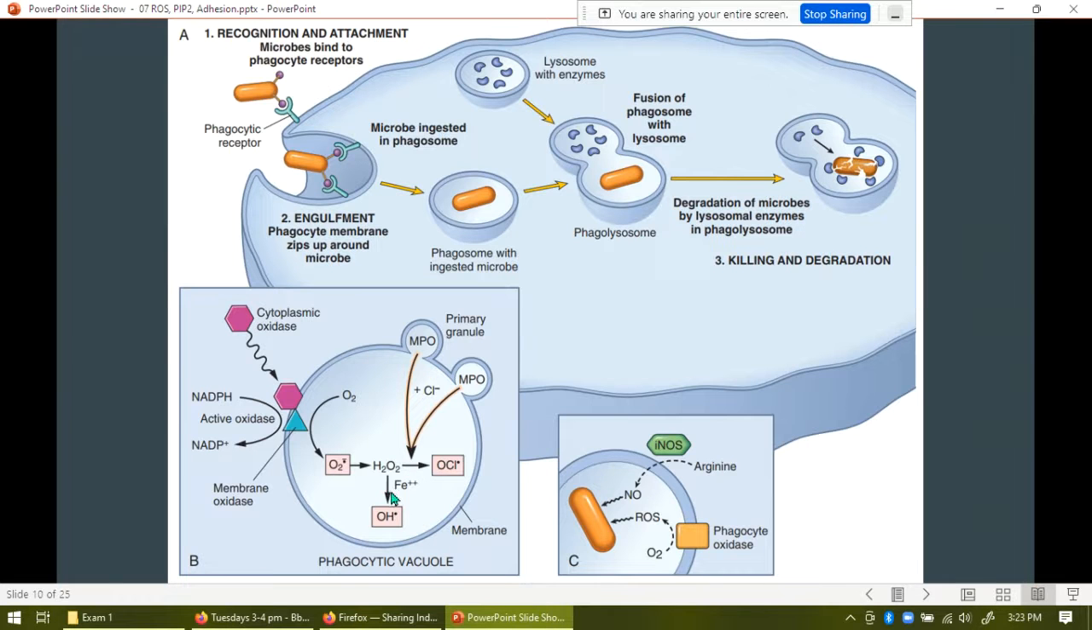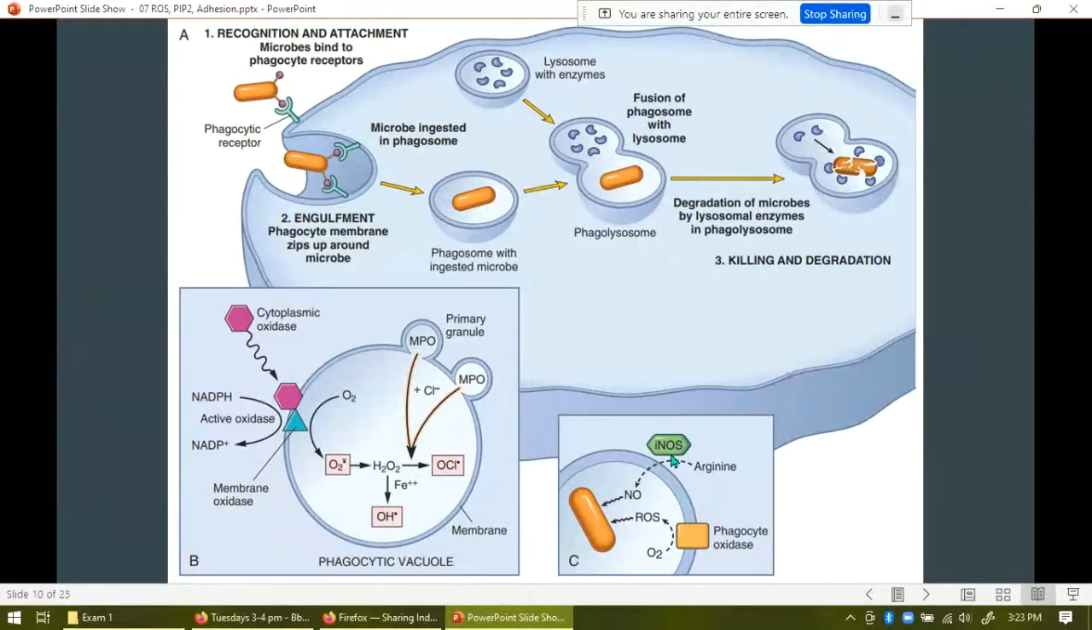And right here you see the iron +2, ferric iron. Ferric iron can catalyze the conversion of peroxide into the hydroxyl radical. So it can diversify the types of reactive oxygen species that are being produced. This is called the Fenton reaction. You might remember that from micro if you took micro. This is the Fenton reaction.